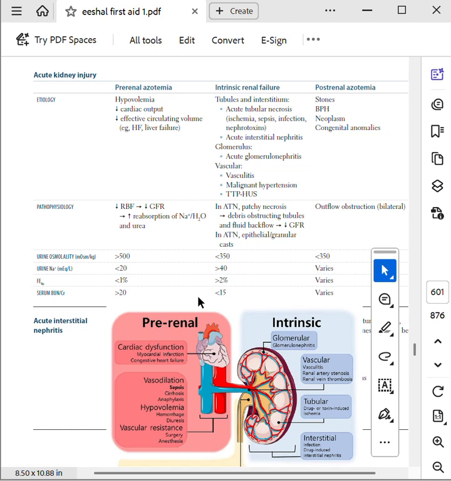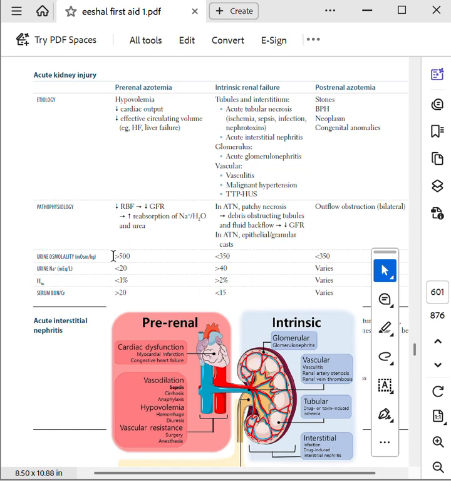So pathophysiology is basically a decreased renal blood flow, and that leads to a decreased GFR, which basically leads to an increased reabsorption of sodium, water, and urea. And this basically leads to an increased blood urea nitrogen.